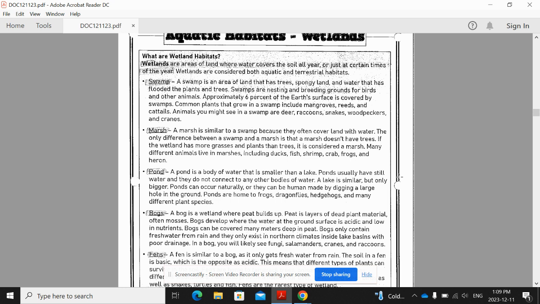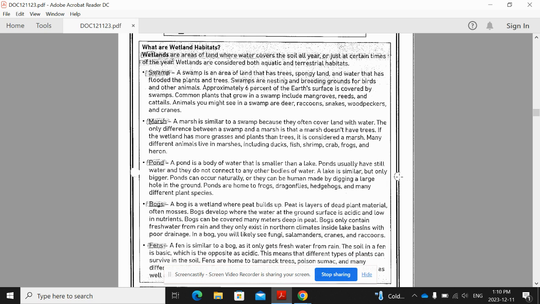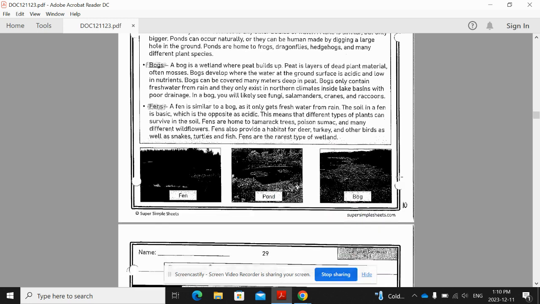Bogs. A bog is a wetland where peat builds up. Peat is layers of dead plant material, often mosses. Bogs develop where the water at the ground surface is acidic and low in nutrients. Bogs can be covered many meters deep in peat. Bogs only contain fresh water from rain, and they only exist in northern climates, inside lake basins with poor drainage. In a bog, you will likely see fungi, salamanders, cranes, and raccoons.